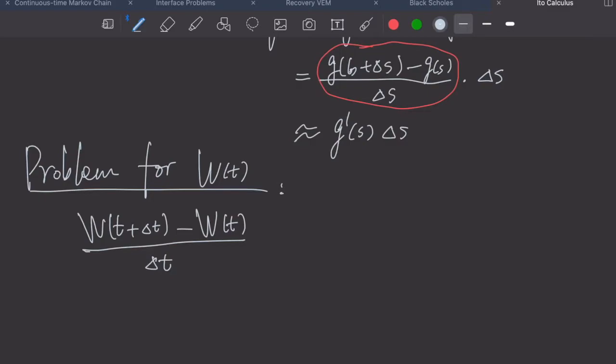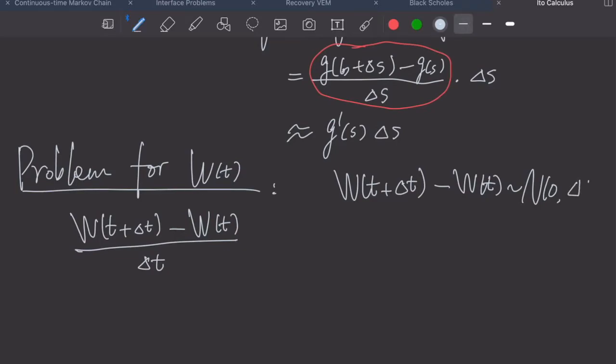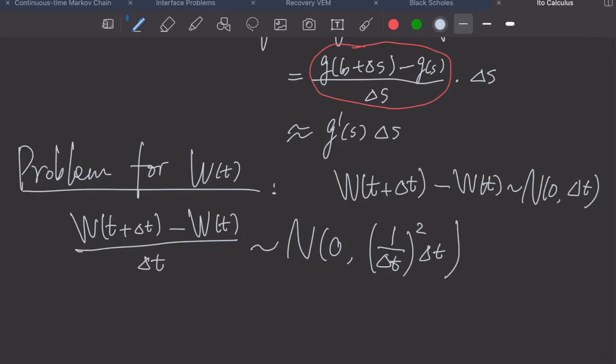First of all, by stationary increments, we know that W of t plus delta t subtract W of t is a normally distributed random variable with mean 0 and variance delta t. Now we divide by delta t. This doesn't change its mean, so it's still 0. But for the variance, we have to multiply by this factor squared, so it's a normally distributed random variable with mean 0 and variance 1 over delta t.